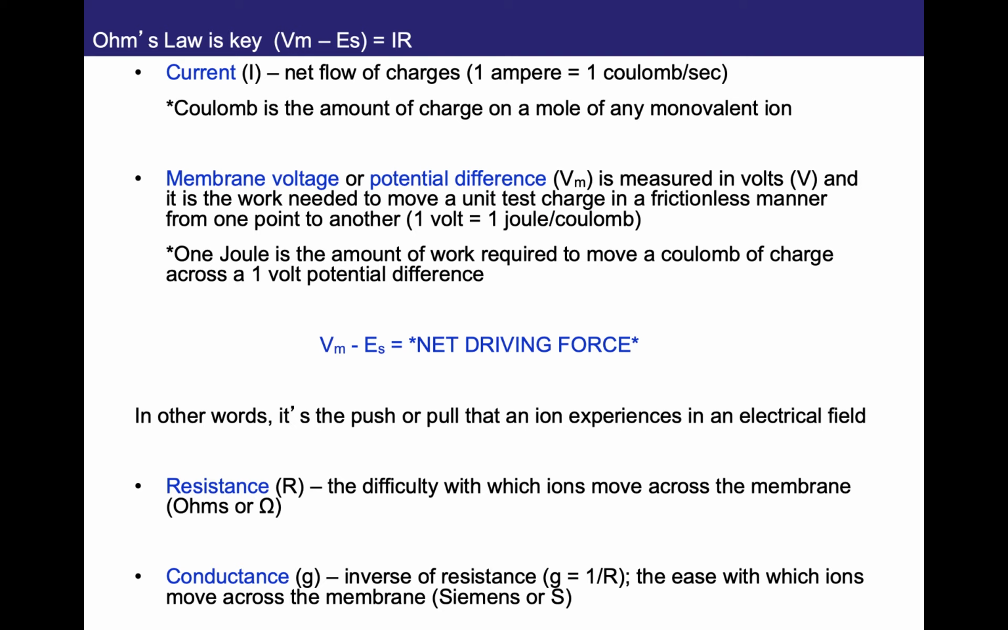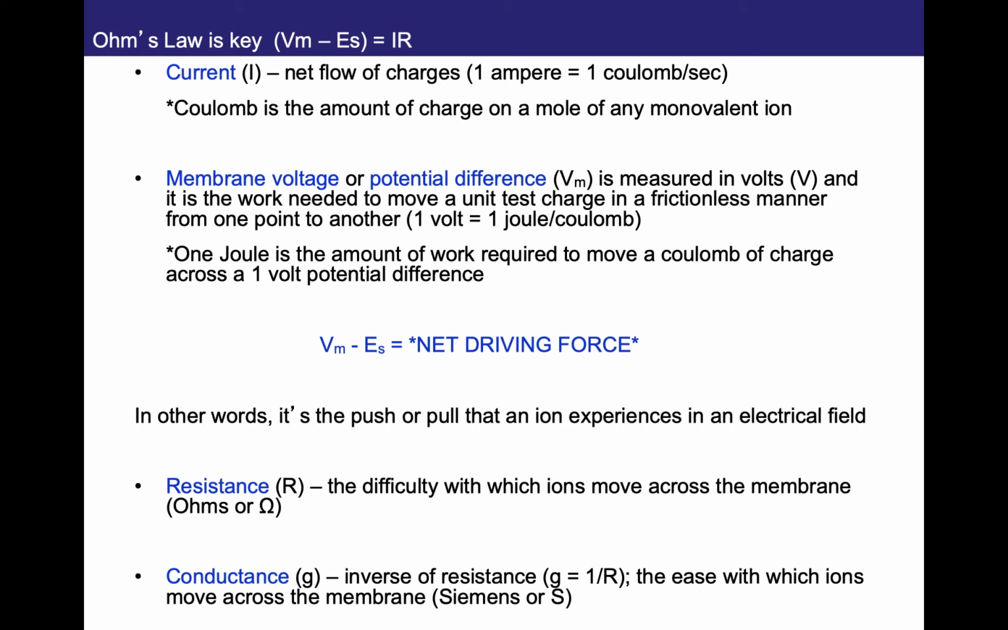Voltage is measured in volts, and it's the work needed to move a unit of test charge in a frictionless manner from one point to the next. We already talked about this when we started doing our problem set. 1 volt is equal to 1 joule per coulomb. Now, 1 joule is a unit of work. It's the amount of work required to move a coulomb of charge across a 1 volt potential difference.